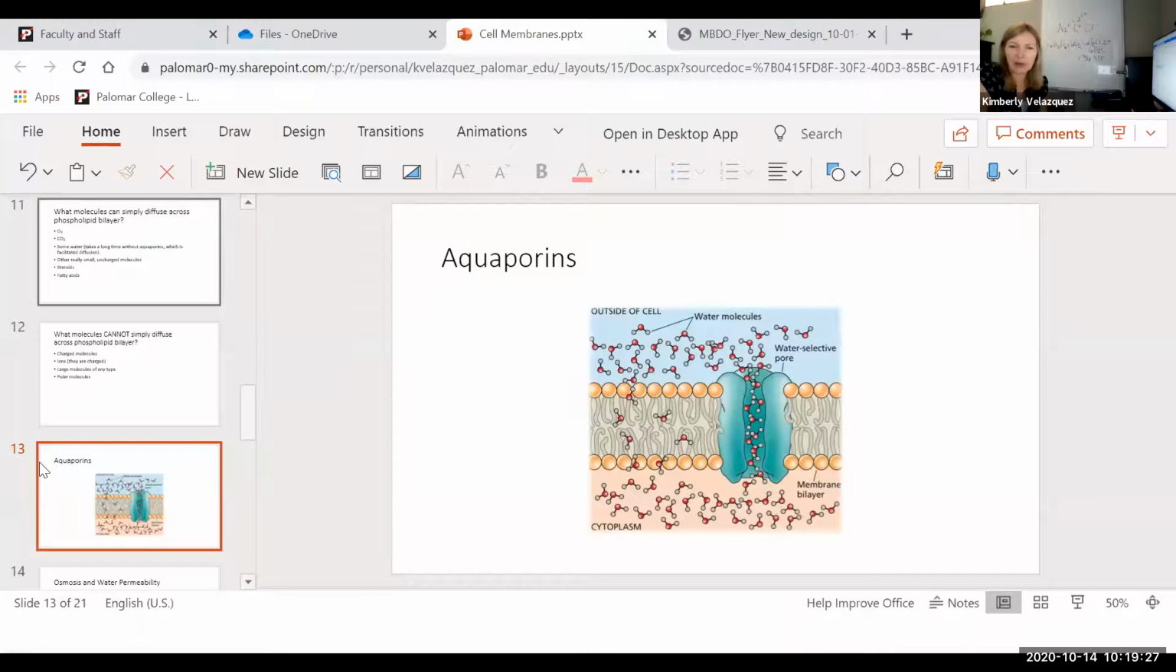This is just a picture of the aquaporins. So this is a channel protein that only allows water. Channel proteins and carrier proteins are both very specific in what they'll allow across. So an aquaporin will only allow water. A sodium channel will only allow sodium. They're very, very specific in what they'll allow in or out. Okay, things can move both directions. Water can move in or out. Sodium can move in or out, depending on the concentration gradient.